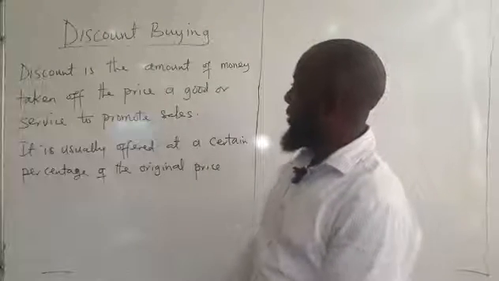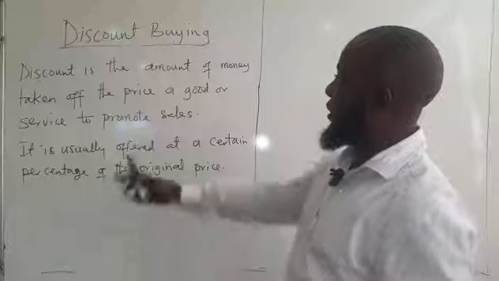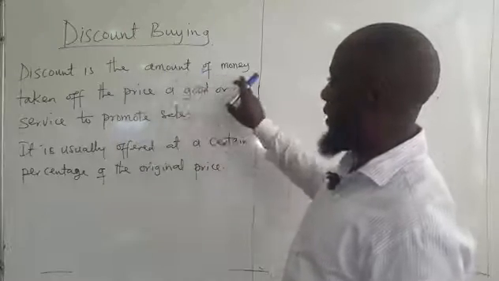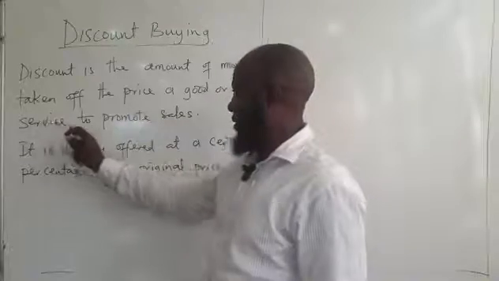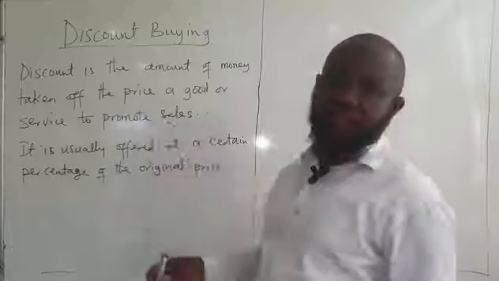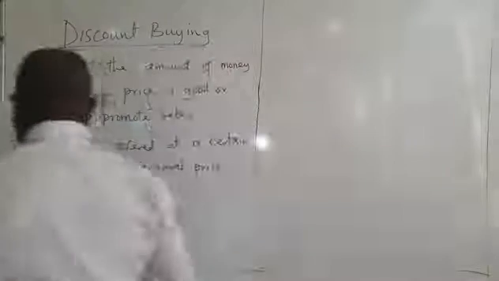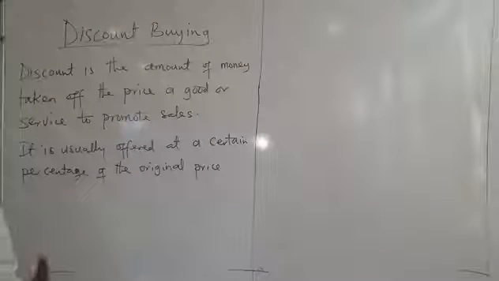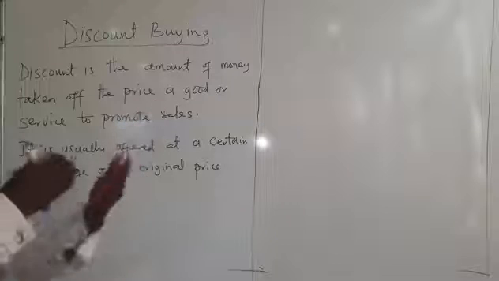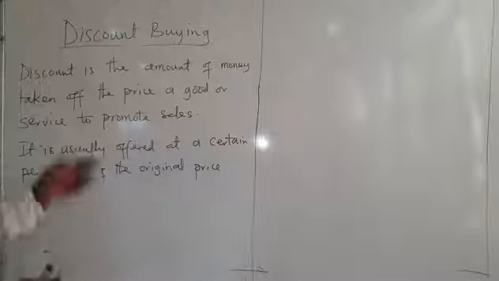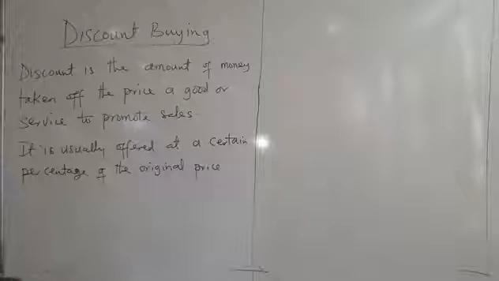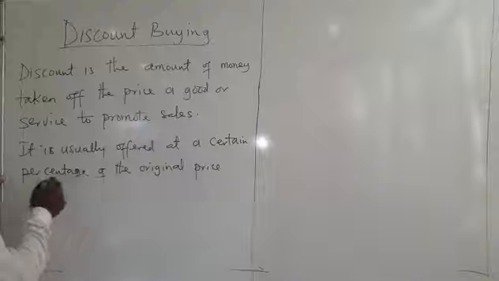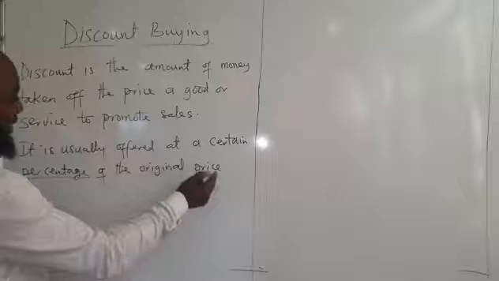As you can see on the board, discount buying is the amount of money taken off the price of a good or service to promote sales. If a company wants to promote sales and sell more of their products, what they need to do is reduce the price. The reduction in the price of a product is what we call discount, and it is usually calculated as a percentage of the original price.